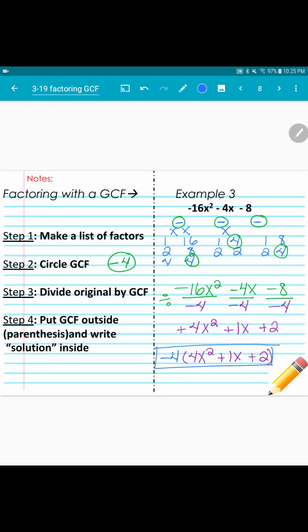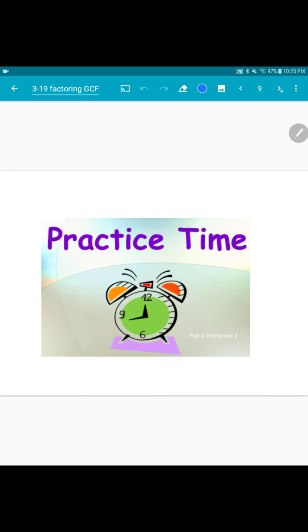That's my final answer. So at this point, I'm hoping some of you notice what this looks like. It almost looks like we need to distribute this, right? Because that's what we're used to seeing so far. However, factoring is the opposite of distribution. So we don't want to distribute because what we just did was the process of taking it out. So factoring is finding that biggest thing that's in all of those terms and taking it out and putting it on the outside.